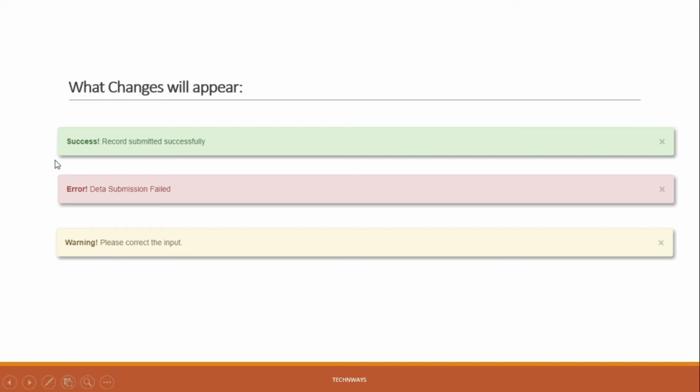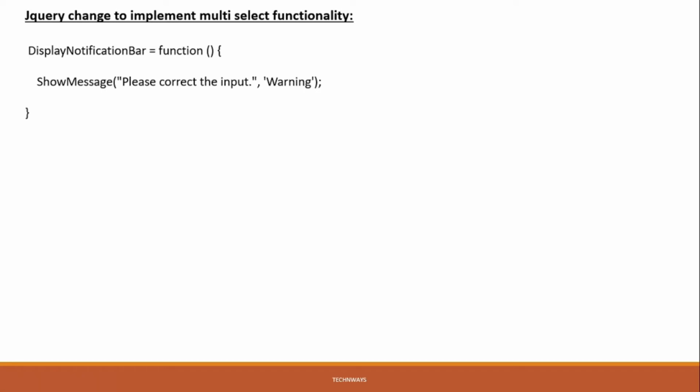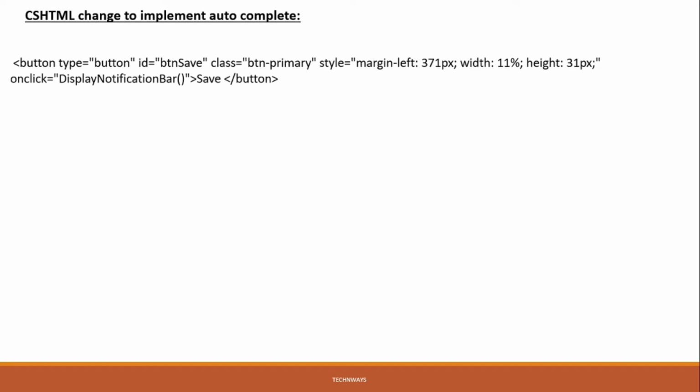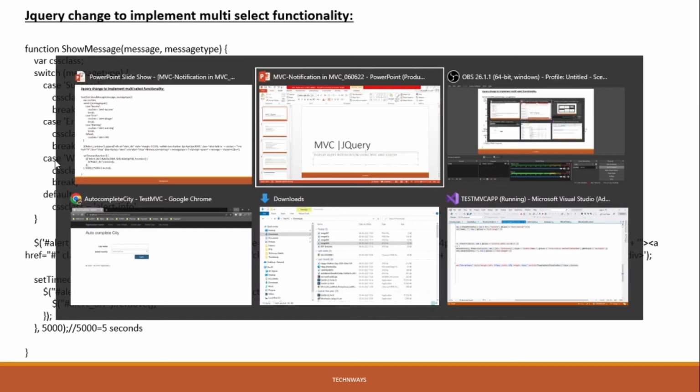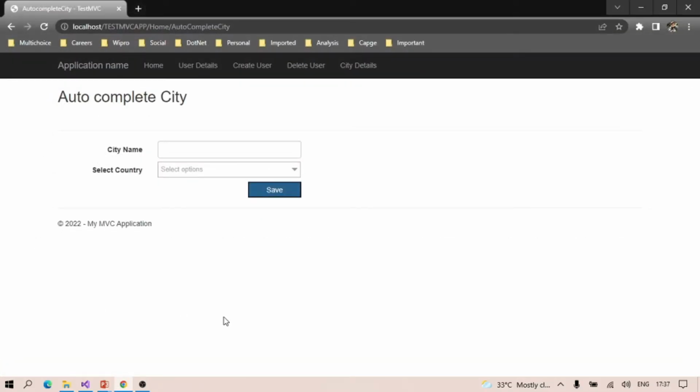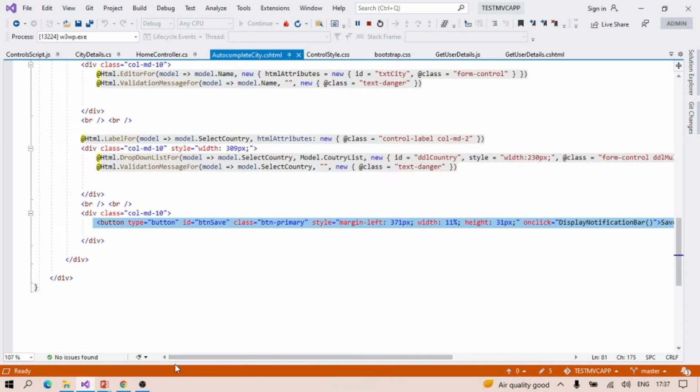Okay, so let's go ahead and see what changes we require for this. Firstly, we are handling these kinds of things from jQuery only, from a JS file. So we will require some changes in a JS file and some changes in the CSHTML. I already did this in my test application, so I will first show you the impact, and then we will implement the same in our CRM MVC application.